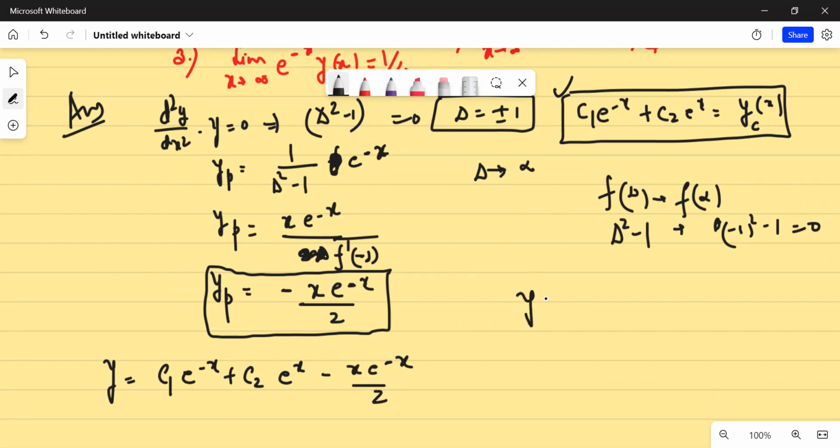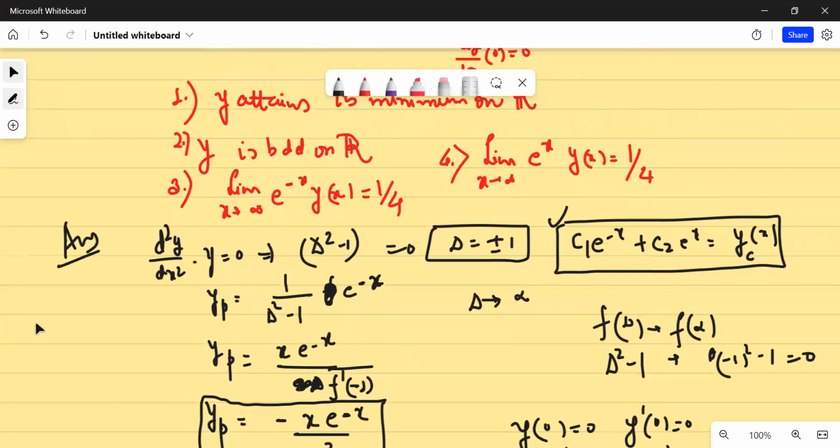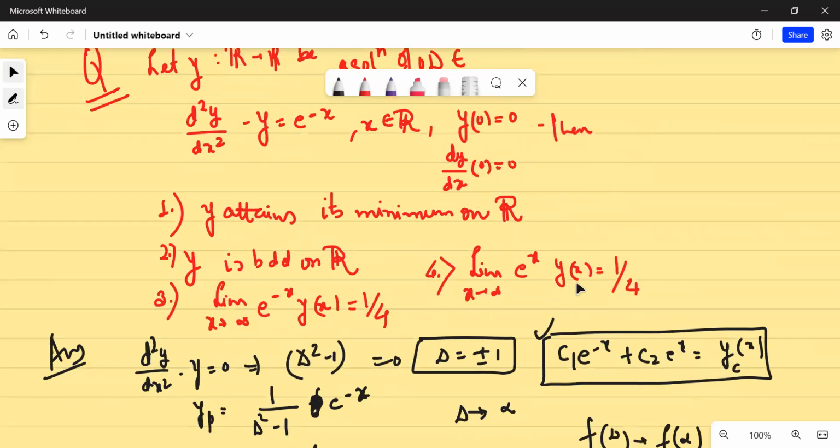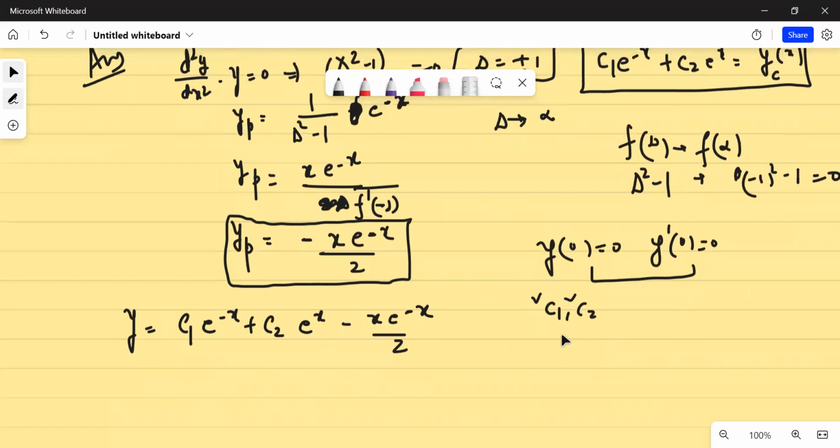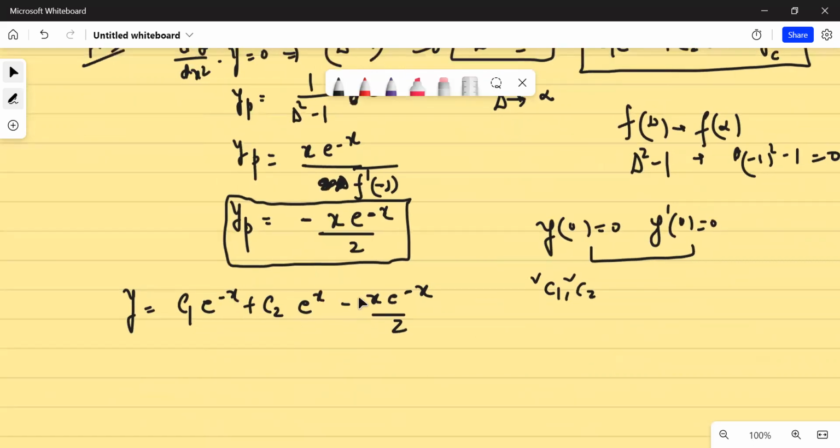Now there are two conditions given to you, y0 equal to 0, y dash 0 is equal to 0. Just find me the values of c1 and c2 from here. Fatafat se. I'm giving you a minute. Try to find the values of c1 and c2 from these two given conditions, so that at least we end up getting the right solution.